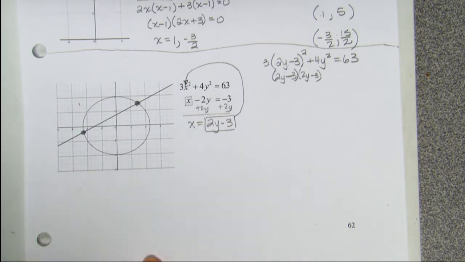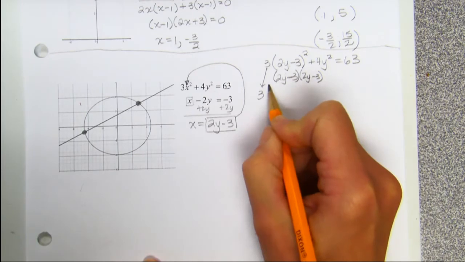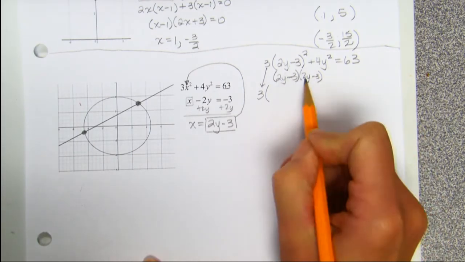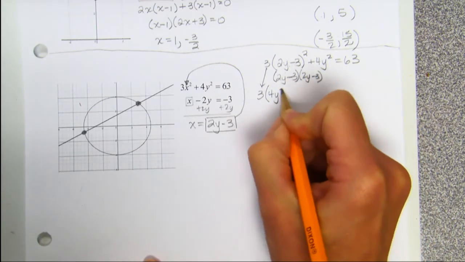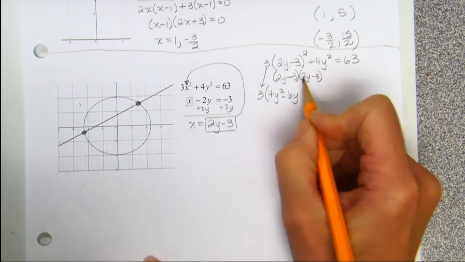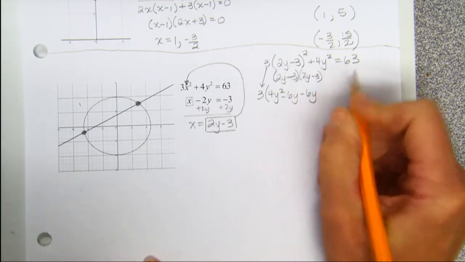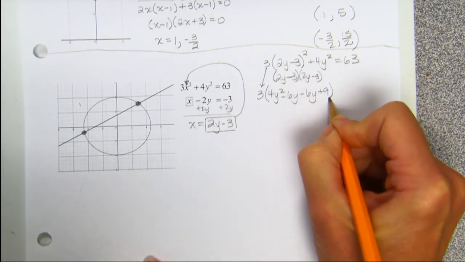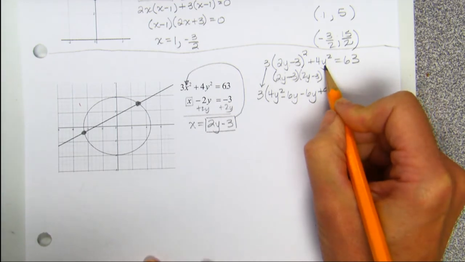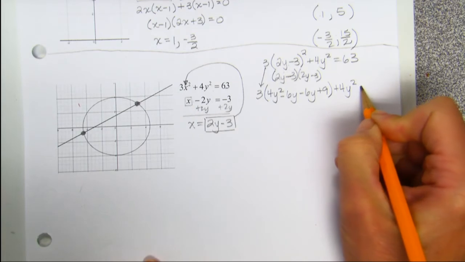All right, here we go with the foiling. I'm going to bring this 3 down. And foiling, 2y times 2y is 4y squared. We'll get a minus 6y. We'll get another minus 6y. We'll get a plus 9. Then don't forget about this plus 4y squared that needs to come down. And the equals 63.